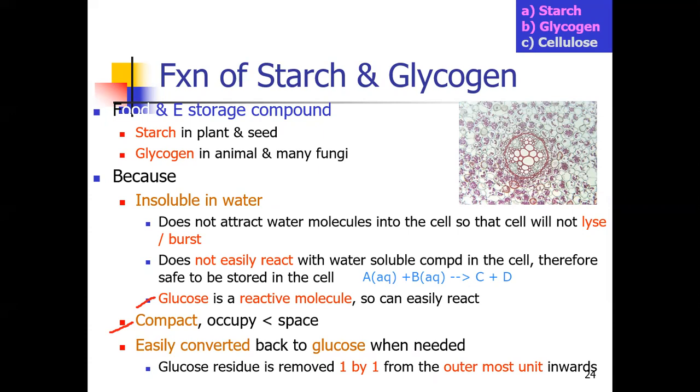Then lastly, starch and glycogen are easily converted back to glucose. Whatever you store, when you want it back, you want it to be easily accessible, right? When you store something in the fridge, whenever you want it, when you open the fridge, you want to see it there, and it's easy to thaw and to be used or to be eaten.